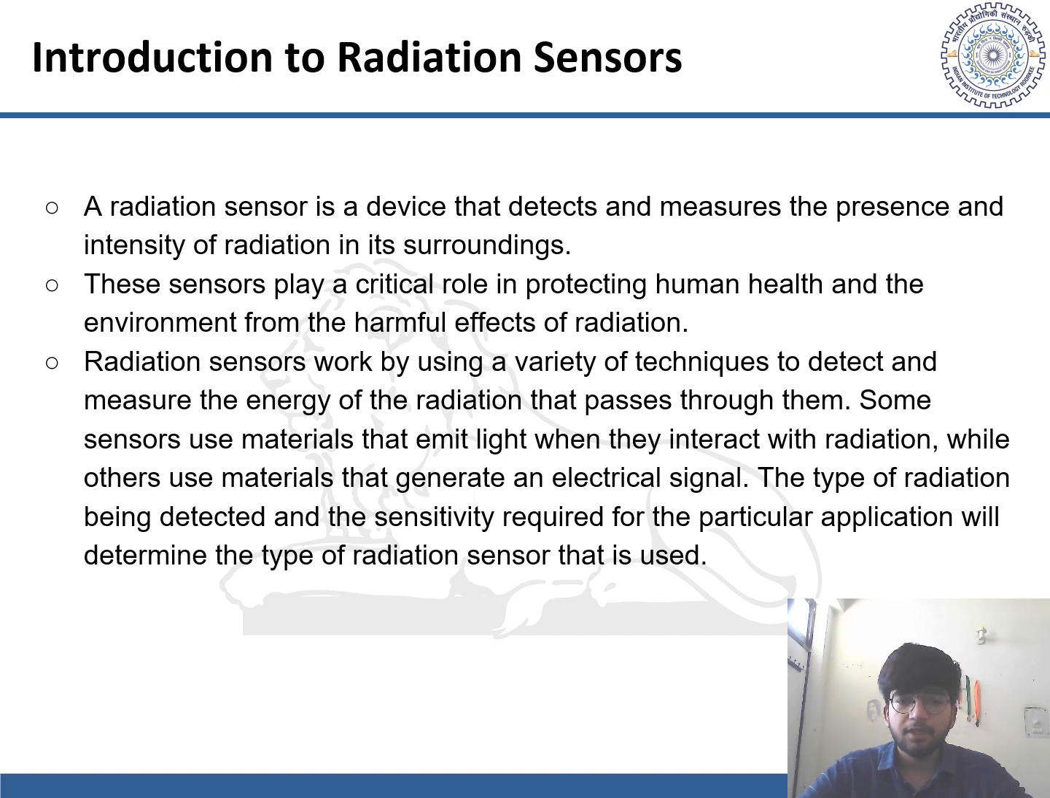Radiation sensors work by using a variety of techniques to detect and measure the energy of radiation that passes through them. Some sensors use material that emit light when they interact with radiations, while others use the materials that generate the electric signal. The type of radiation being detected and sensitivity required for a particular application will determine the type of sensor that is used.